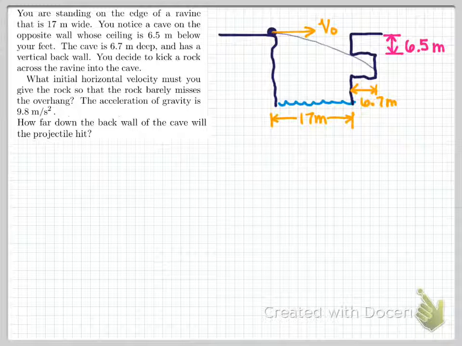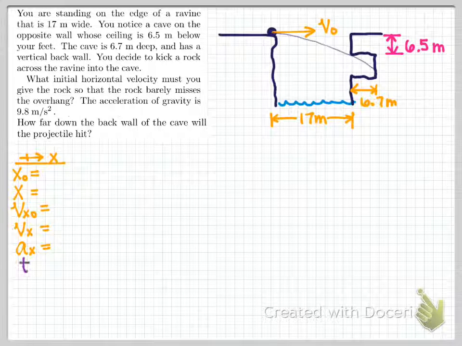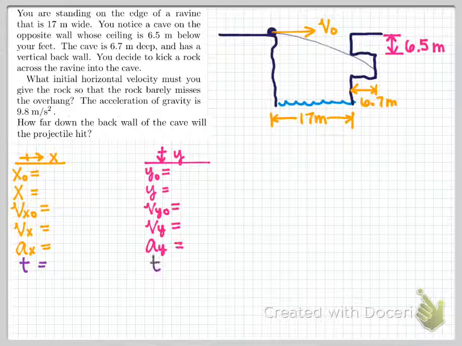Okay, so now that we have all that, we should be able to start out on our tables. So I'm going to say that the positive X direction is to the right, and I'll go ahead and just fill out my variables down here. And then for the Y direction, since it's only ever going down, I'm going to say down is positive in the Y, and then I'll fill out my variables for this one. Okay, so now we have to try to say what variables are here. We have to identify the values. Some of them are given, some of them are implied.